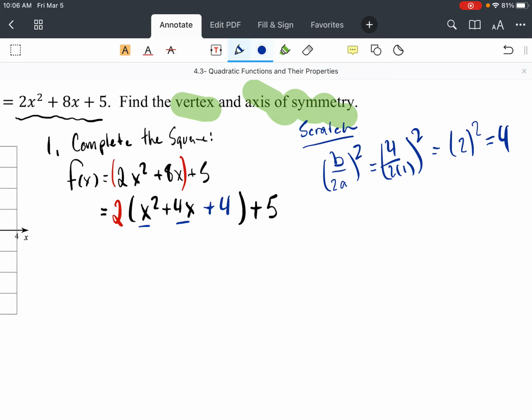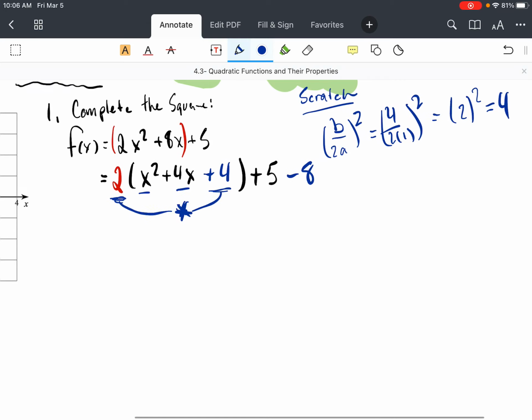Okay, so I'm going to add 4 to the inside, and be really careful here. I'm actually going to subtract 8 on the outside. There's a reason I'm doing this. So I'm adding 4 to the inside because I've completed the square on the inside, but when I subtract it back out, I have to multiply it by whatever the outside number is. So I need to take these two numbers and multiply them. Okay, I'll make this not an x, it's times.